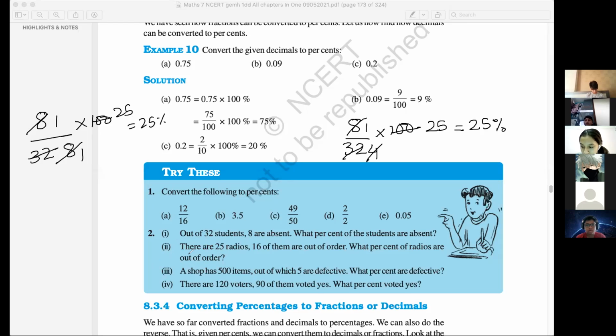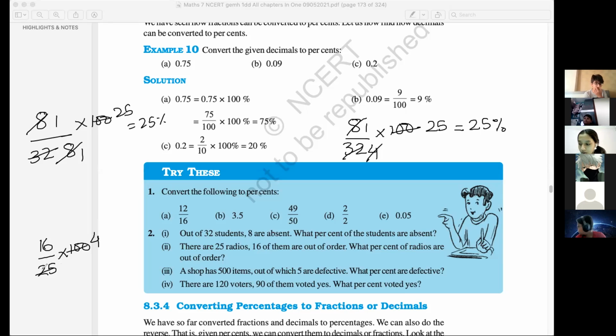There are 25 radios, 16 of them are out of order. What percent of radios are out of order? Tell me, what will be the answer? How will you find out? What is in the numerator? What is in the denominator? 16 upon 25 into 100. Then we will do it: 25 ones are 25 and 25 fours are 100.